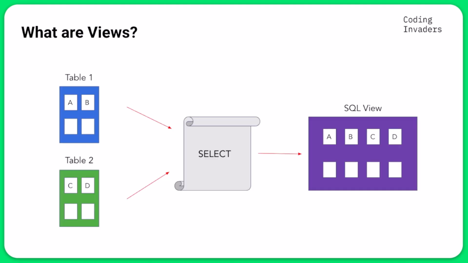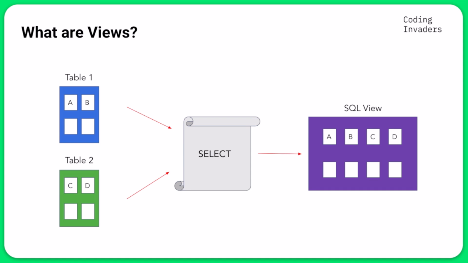Here's a quick visual representation of views, showing how we create this SQL view from the base tables. We have two base tables, table 1 and table 2, which have rows and columns like A, B, C, D. We write a query to create a view table, so the data inside the view table comes from the base tables, table 1 and table 2.